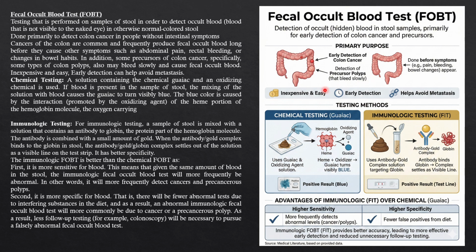So the advantages are that it is inexpensive and easy to do. It has early detection, and it helps to avoid metastasis. So it uses an antibody on a gold complex solution and targets the globin, and the antibody binds to the globin complex and settles as a visible line. A positive result means the test line shows a line.